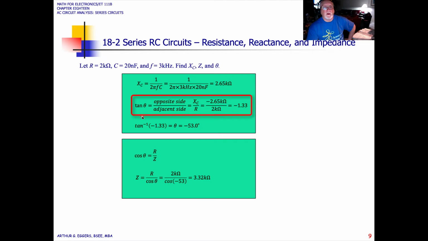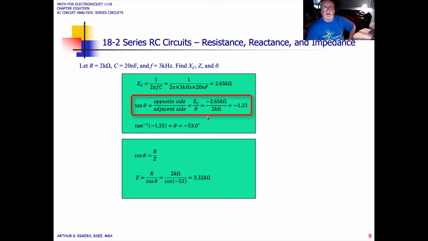So again, we pick one of our trigonometric functions that matches the sides of the triangle for which we have values. So tangent theta, the opposite side over the adjacent side. Remember that SOHCAHTOA relationship I gave you? So tangent is equal to opposite over adjacent, or in this case, X sub C over R for our right triangle. So X sub C, we just calculated here, 2.65, and 2K ohms gives us a minus 1.33.